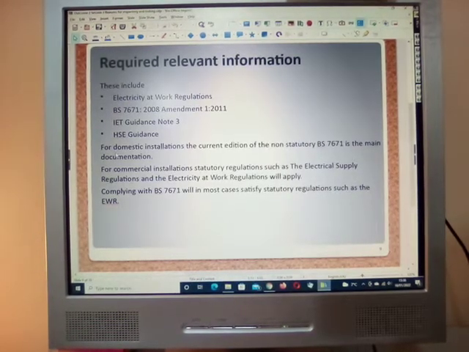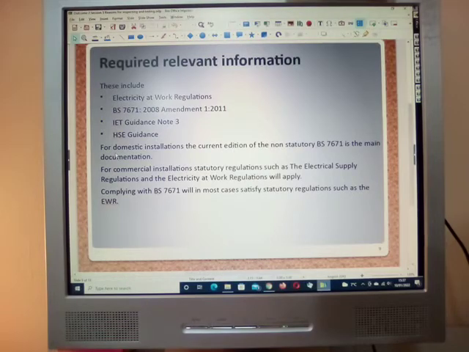Now the required relevant information, again, this is for you to read and look at the Electricity at Work Regulations. Those are specific.